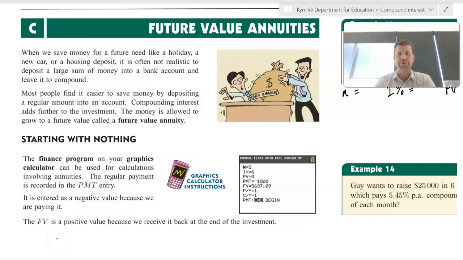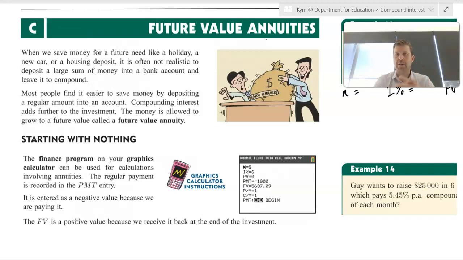In today's video, I'm going to be showing you how to calculate future value annuities using the graphics calculator. Previously in some of my videos, we've looked at depositing a lump sum, so a large amount of money, and watching it grow, or calculating how much interest we earn on that lump sum investment through compound interest. With future value annuities, we're going to be depositing or investing a small amount more regularly, in regular intervals. And this is more of a realistic situation.